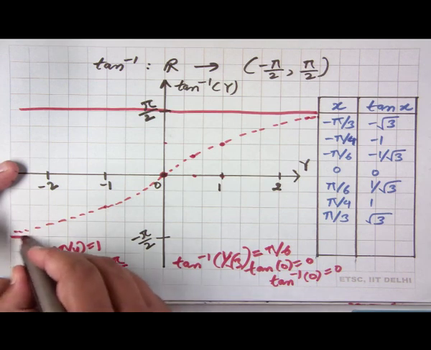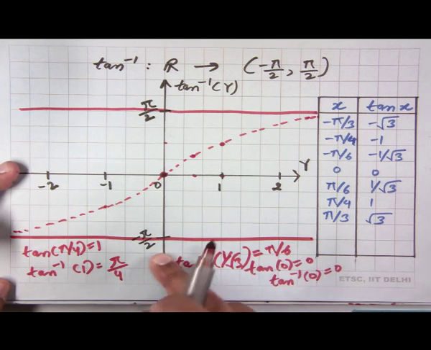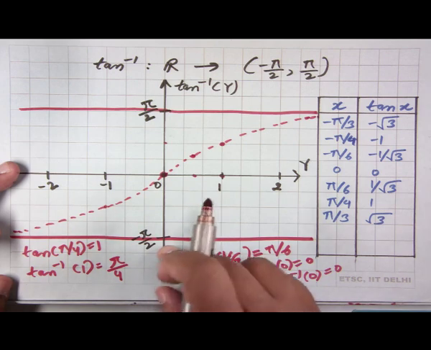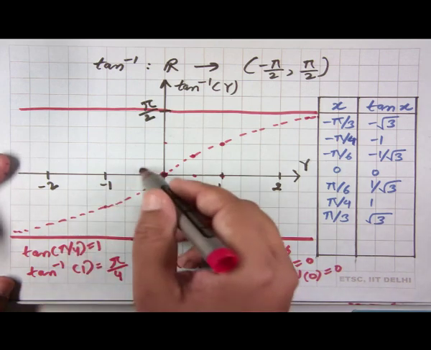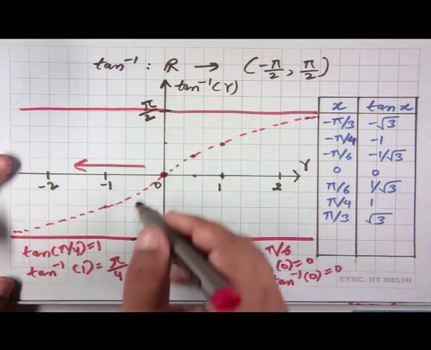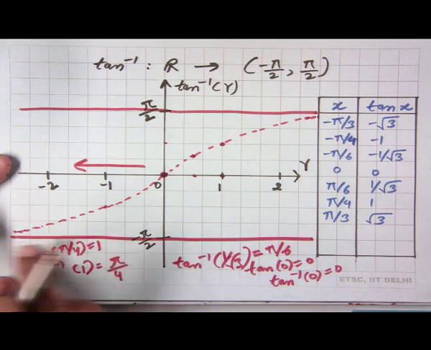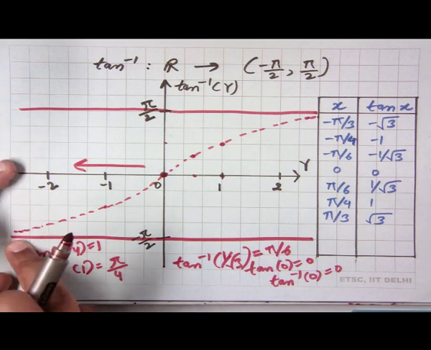So here we have this line which corresponds to tan inverse y equal to minus pi by 2 on the vertical axis, and as y goes to minus infinity, as we go in this direction, the graph will go nearer and nearer to this value of minus pi by 2, as you can see from here, but it will never exceed that. In fact, tan inverse y will never be equal to minus pi by 2.